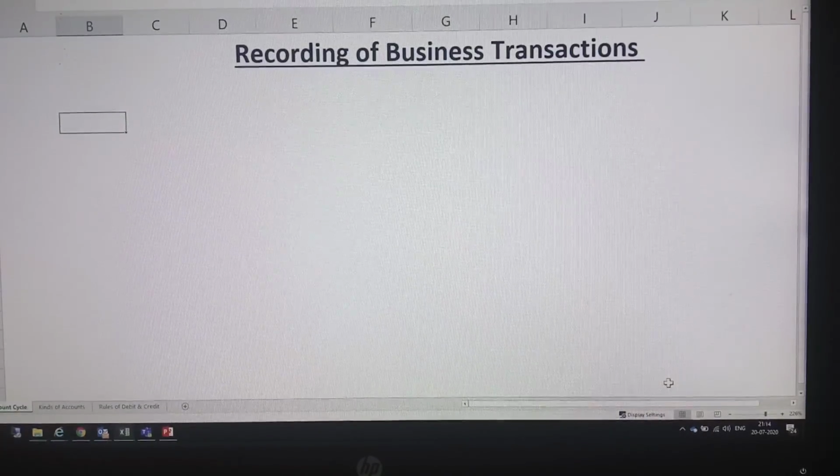Hi everybody. Today we'll be learning about recording of business transactions. After learning this chapter, we should be able to record a transaction using our accounting equation and also using the debit and credit rule.